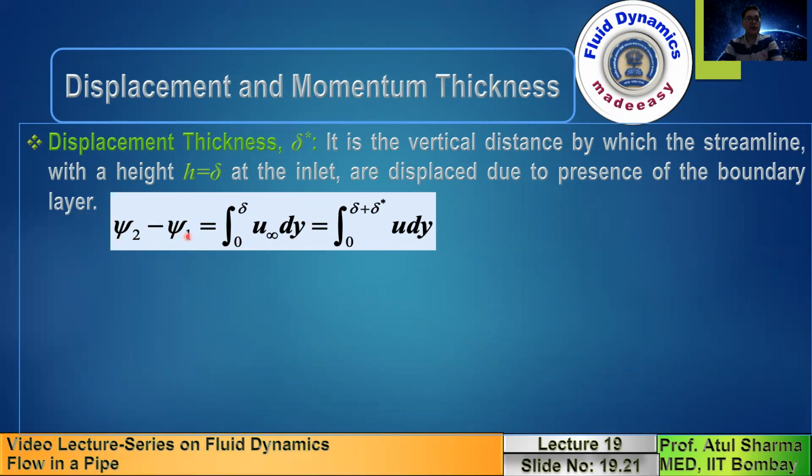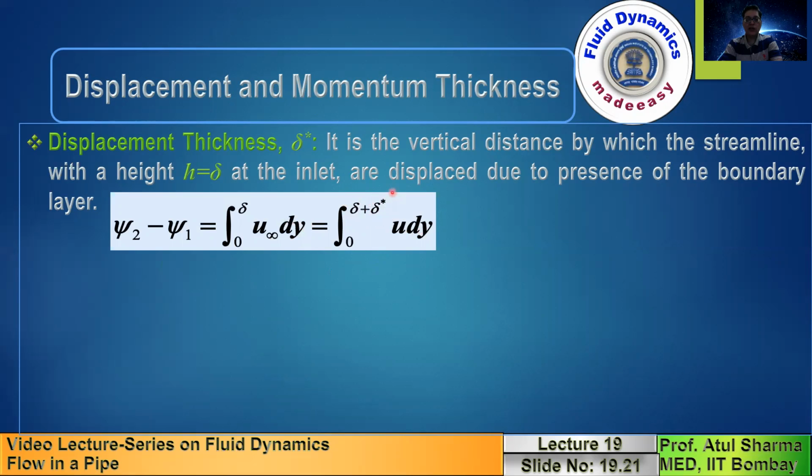Then the difference of the stream function is basically equal to the volumetric flow rate. So this is the volumetric flow rate at the inlet, and it will be basically equal to U infinity into delta. Then this is equal to the integral of u dy, at axial location x, from 0 to delta plus delta star.